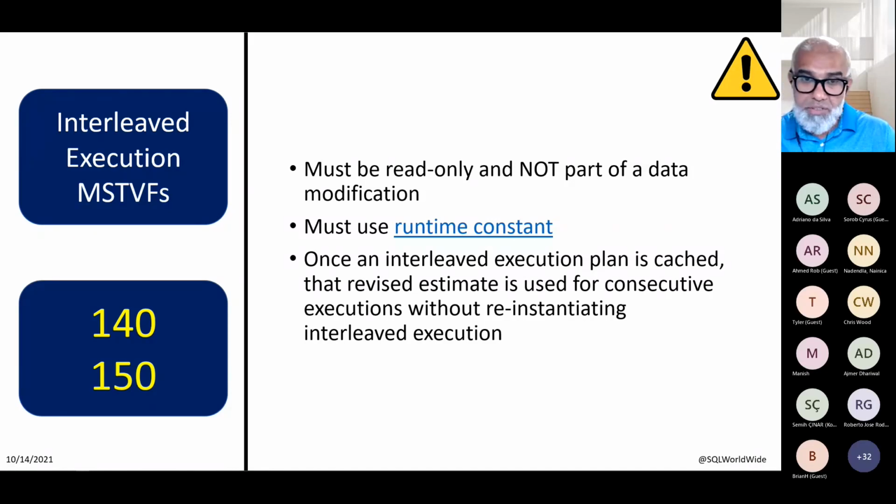Now, runtime constant is a big topic. I put a URL here. We just do not have time to go through it. And again, once an interleaved execution plan is cached, the subsequent executions are going to use that same number. So if your numbers are fluctuating between executions, you might not see the gain in every execution.